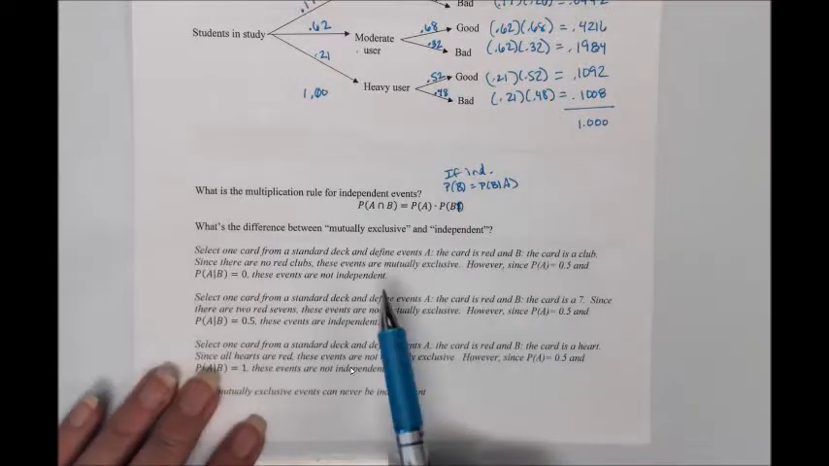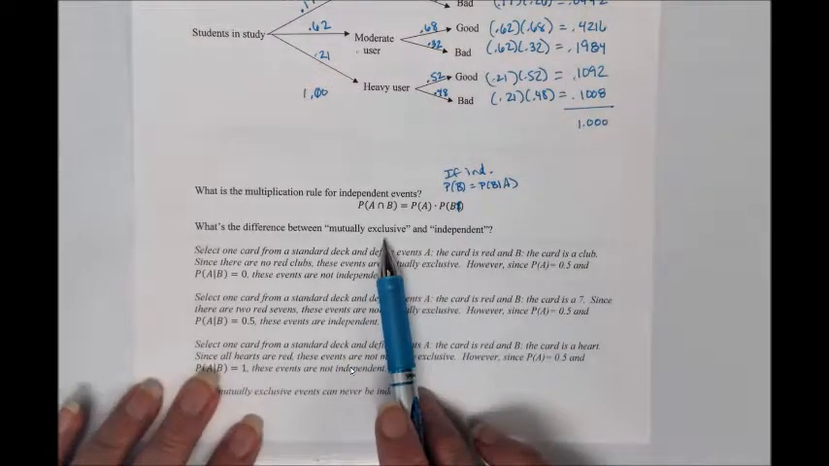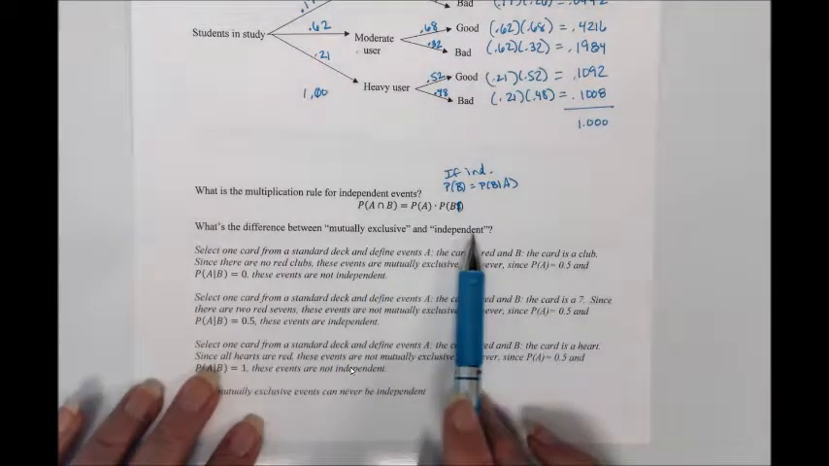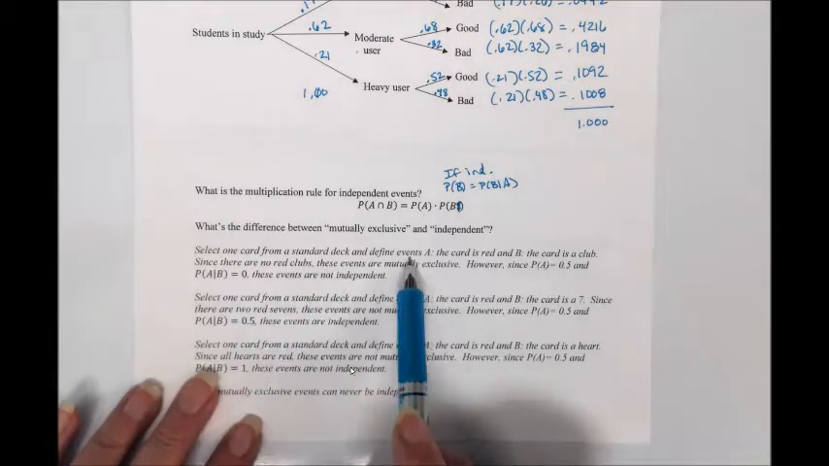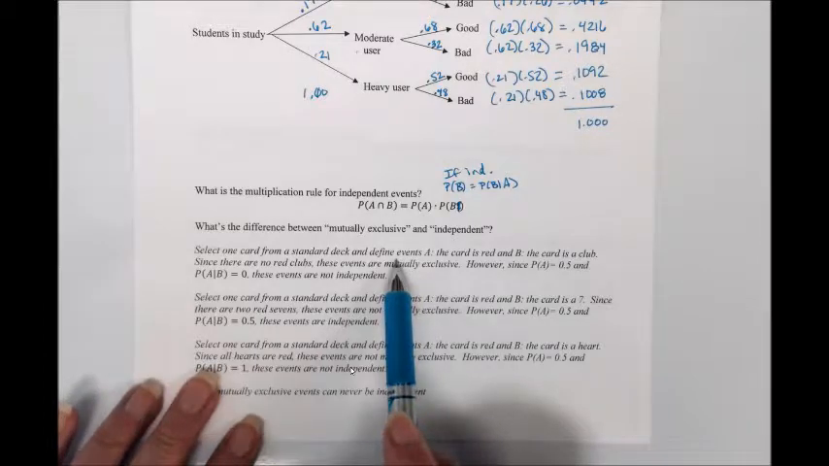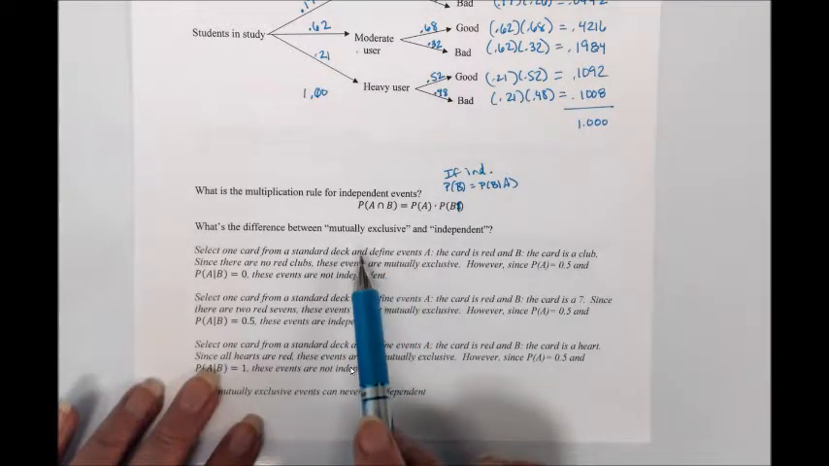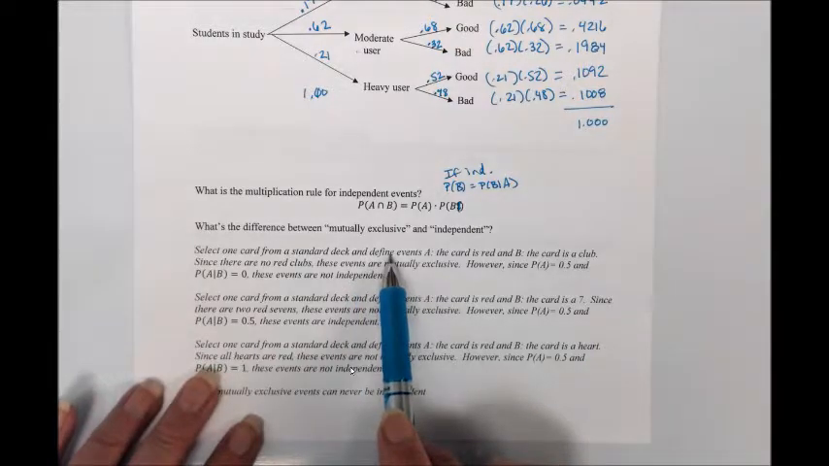We talked about mutually exclusive before in the ORs. So what's the difference between mutually exclusive and independent? So I've got some scenarios here. If I select one card from a standard deck, and a lot of you don't know about cards, there's 52 cards in a deck, 26 of them are black and 26 of them are red. And then there's 4 suits. They have clubs and spades, which are both black, and they have hearts and diamonds, which are both red.